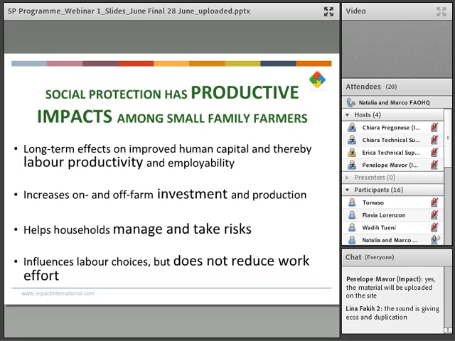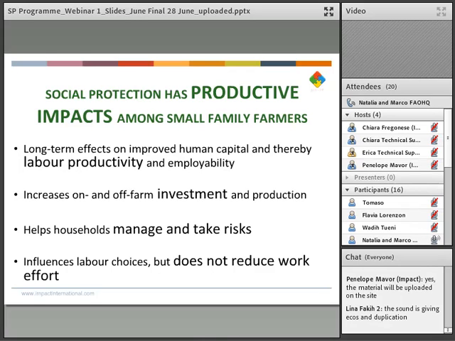We've also found that there's a reduction in the use of negative coping strategies, such as selling off assets, withdrawing children from school, or reducing the number of meals, as Natalia was saying earlier. And something extremely important is that these cash transfers do not create a disincentive to work. They're not inducing laziness, quite the opposite. They're actually encouraging economic activity. People are becoming more productive when they receive these cash transfers.